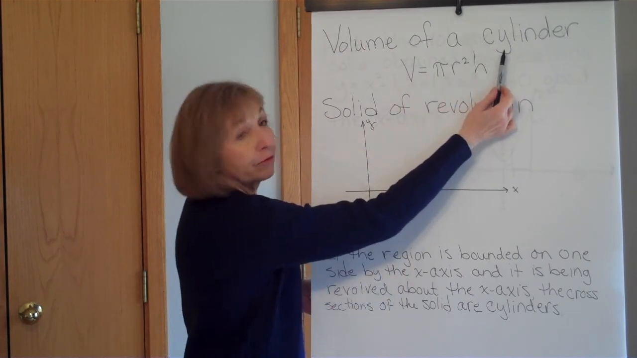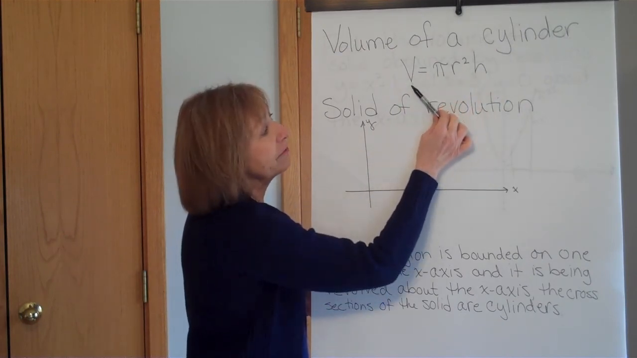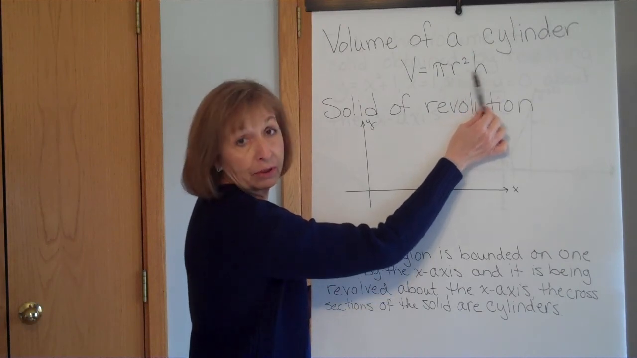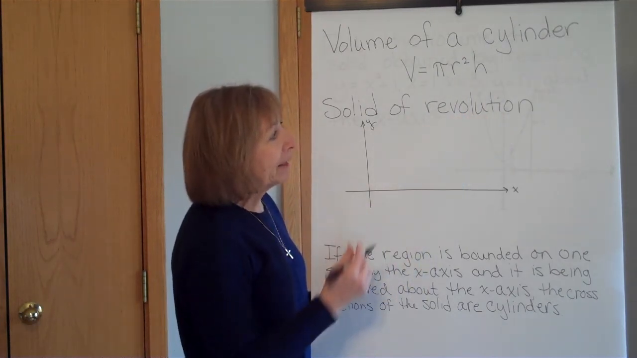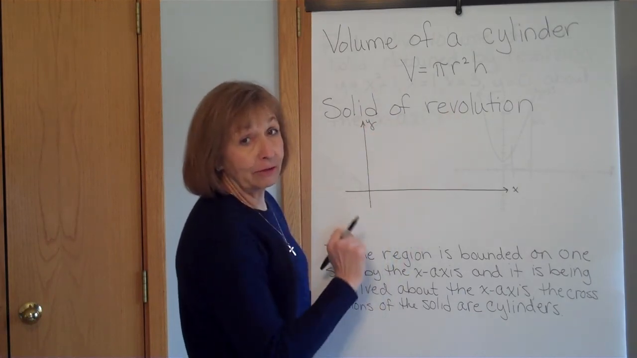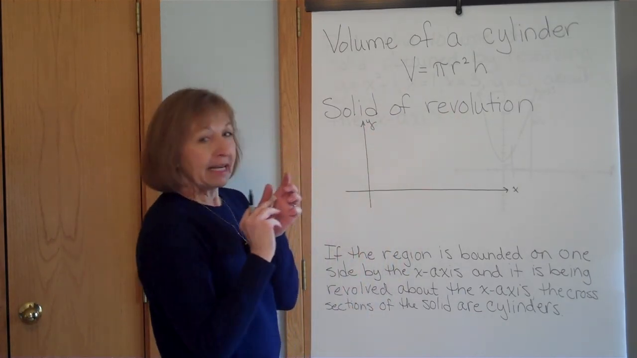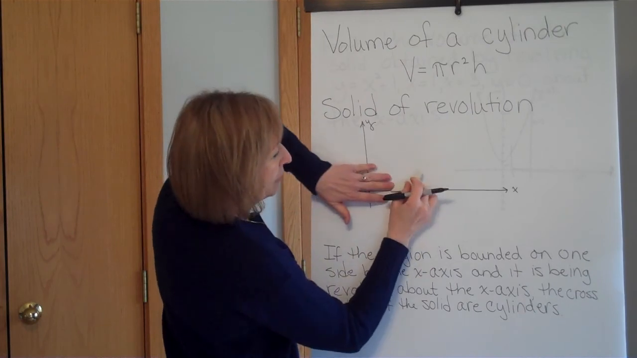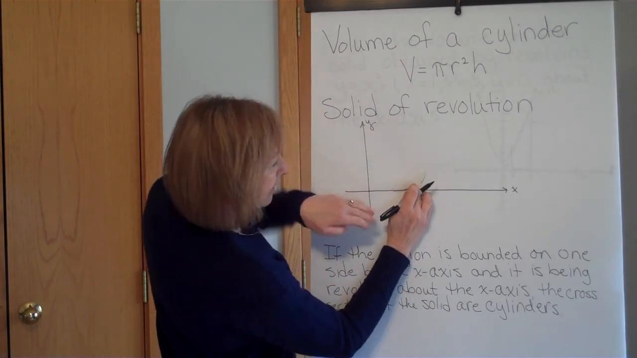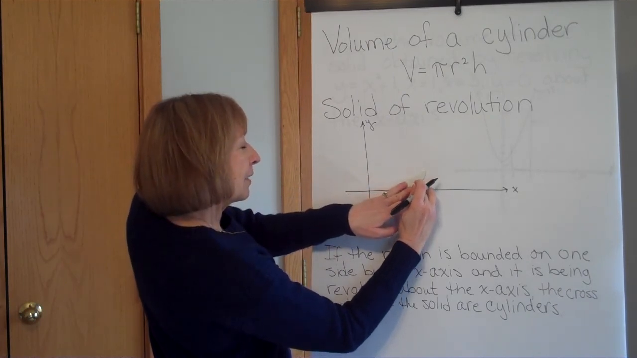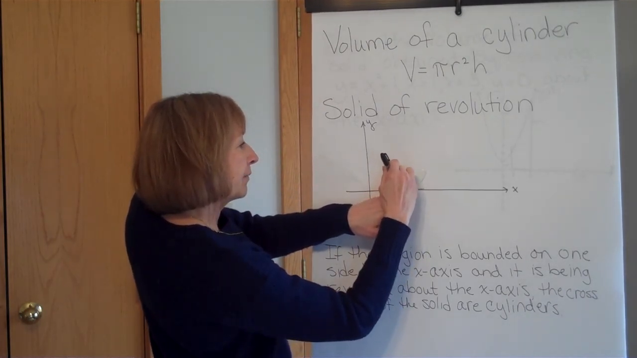So the volume of a right circular cylinder is V equals pi r squared h. And that's just a volume from geometry. Now, as far as a solid of revolution goes, if I take, for example, this object and place it on the x-axis, let's go ahead and trace around it.